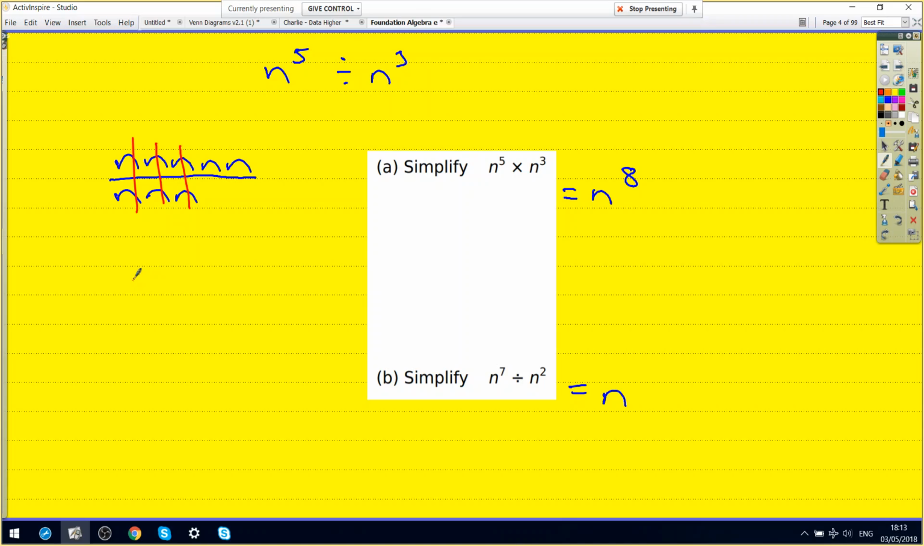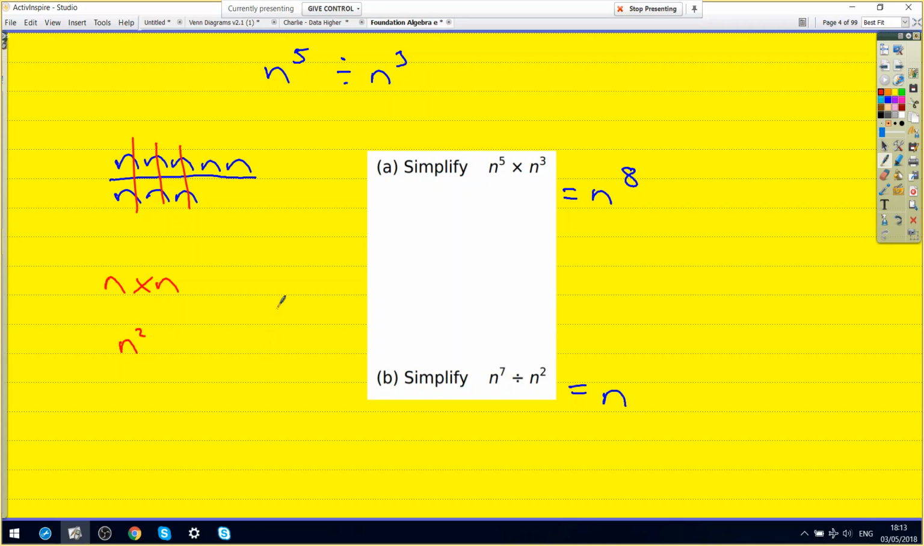n what? 1n? Or n times n. It's not 2n. It's n squared. So if it's n plus n, the 2 is at the front. If it's n times n, the 2 is on the right.